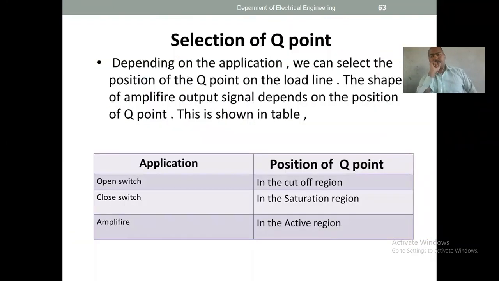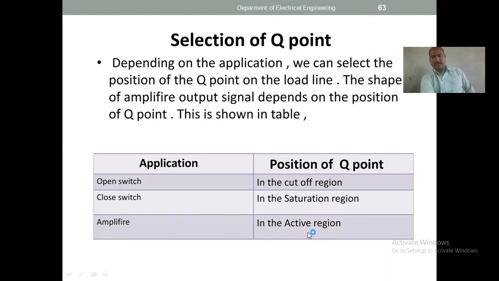Selection of the Q point depends on the application, as we have discussed. When the device works in a cutoff region, as I have told you, cutoff indicates that the device is normally off, which acts as an open switch. When device voltage and current are full, that is the saturation state, and in that case your device works as a closed switch.